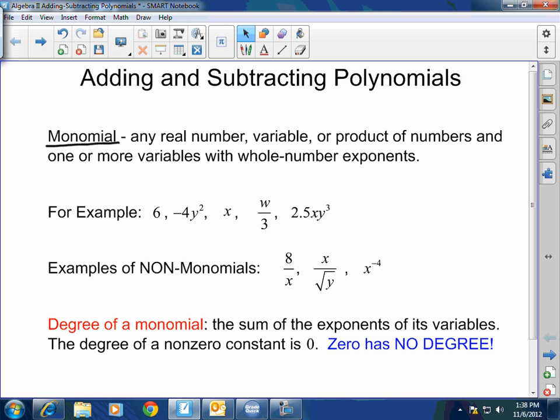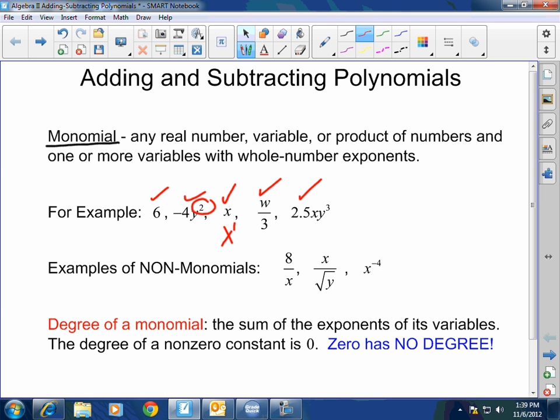A monomial is basically just one term where x is in the numerator with a positive exponent. No negative exponents. You can't have x in the denominator. You can't have any fractional exponents, and you can't have any variables in the denominator inside of a radical. That doesn't work. So here are examples of monomials that work: 6, negative 4y squared, see, it's a positive whole number exponent, x, remember that x has an invisible exponent of 1, w over 3, that works.